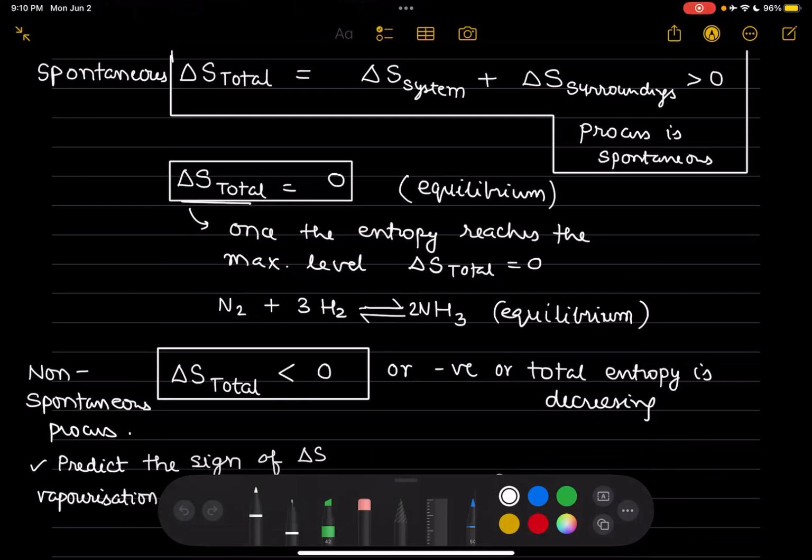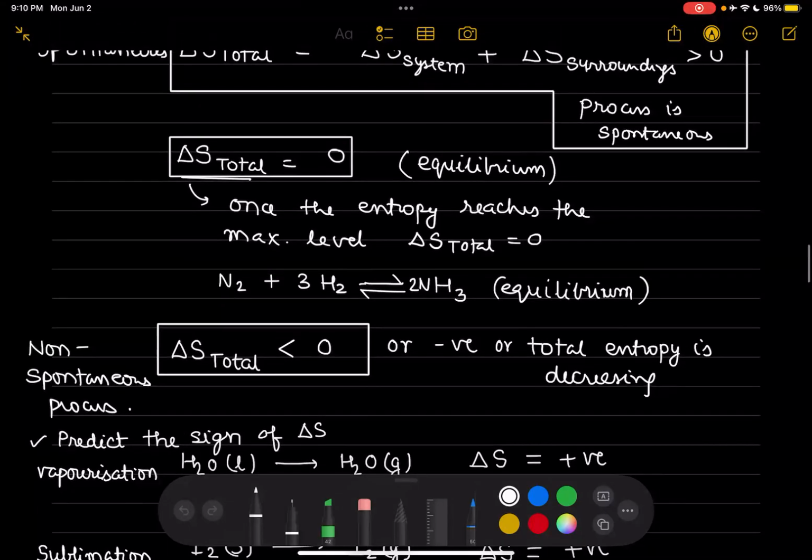Now, if the total entropy change is 0, the total entropy is neither increasing nor decreasing. Then what can you say about the spontaneity of a chemical reaction? Is it going to happen in the forward direction? Is it going to happen in the backward direction? Or is it going to happen, Nabila, in both directions with equal speeds? Both directions, yeah.